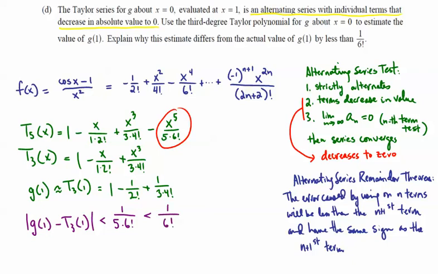So we've shown by the alternating series remainder theorem that the difference between the actual and the estimate has to be less than the first excluded term, which would be 1 over 5 times 6 factorial, which is less than 1 over 6 factorial. And that explains why the estimate has to differ by less than that. And that'll do it for this problem.